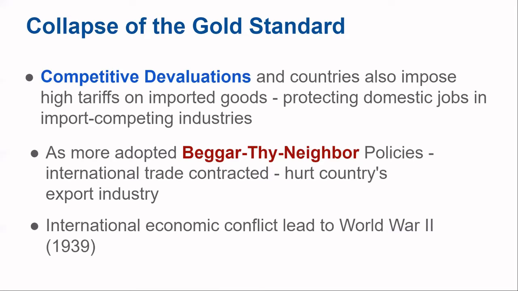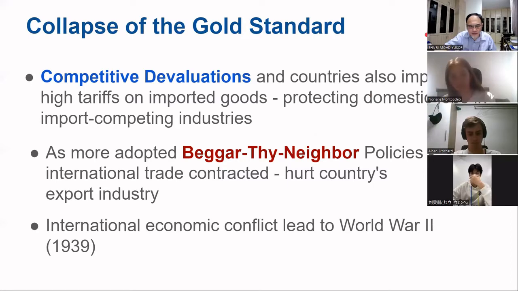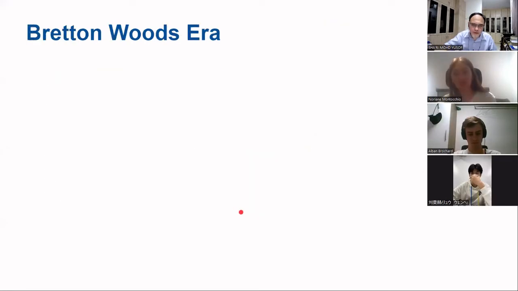You're not going to buy back the currency and try to save it. Normally the central bank would try to buy back the currency to put it at the value that is intended. So that was the collapse of the gold standard.